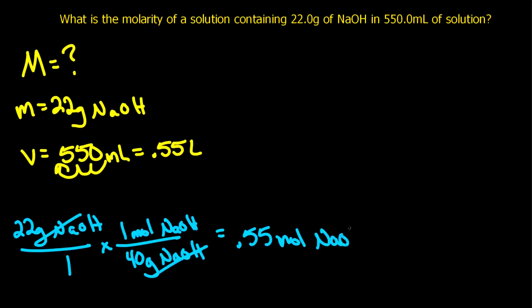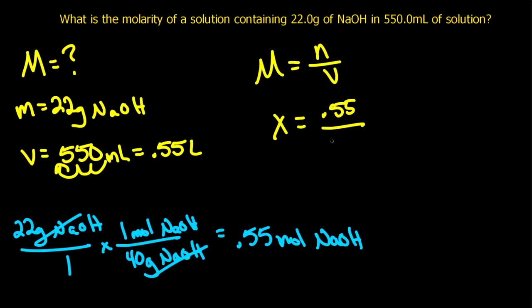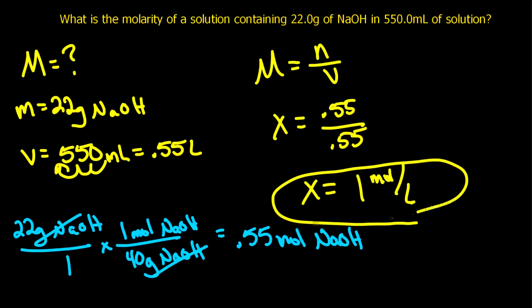of sodium hydroxide. Now we got moles. Now we got volume. We can find molarity because molarity is equal to moles divided by volume. Molarity is X. Moles is 0.55. My volume is also 0.55. So our molarity is 1 mole per liter. There is that answer.